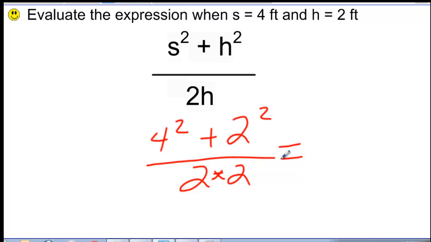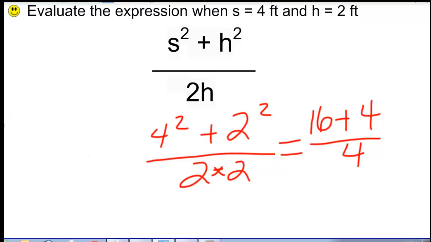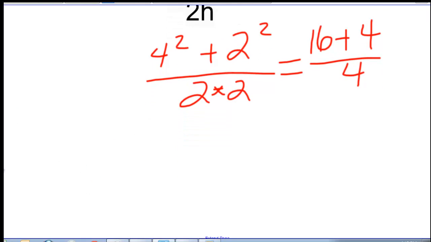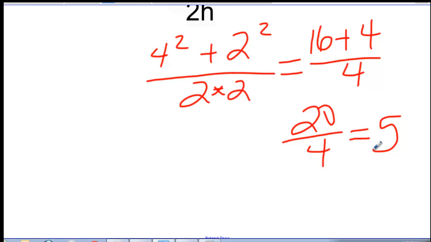So if I do that, I'm going to take 4 to the second power, which means 4 times 4, which is 16, plus 2 to the second power, which means 2 times 2, which is 4. And I'm going to divide that by 2 times 2, which is 4. So now I still need to add. 16 plus 4 is 20, divided by 4. 20 divided by 4 equals 5. So I've gone through and followed my order of operations.